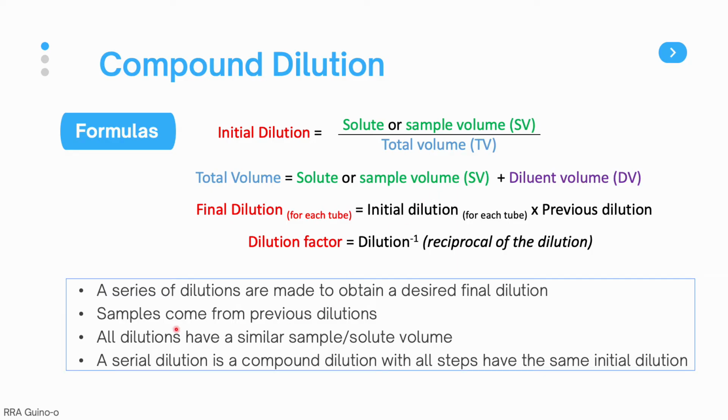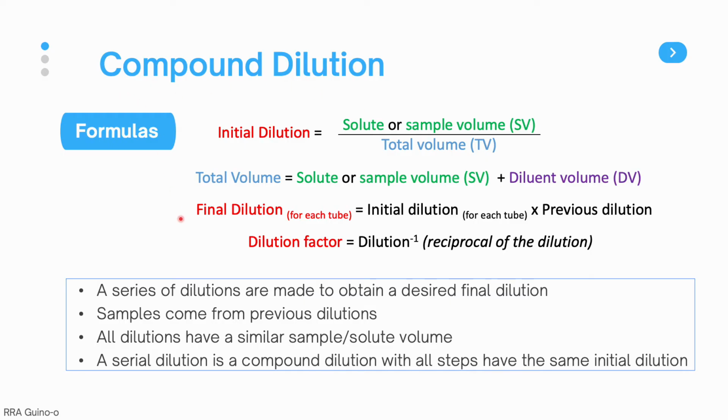Now, don't forget that our samples come from a previous dilution. So we also have to take the final dilution for each tube. And this is the initial dilution, this equation here, times the previous dilution, or the dilution of the sample that we are using.